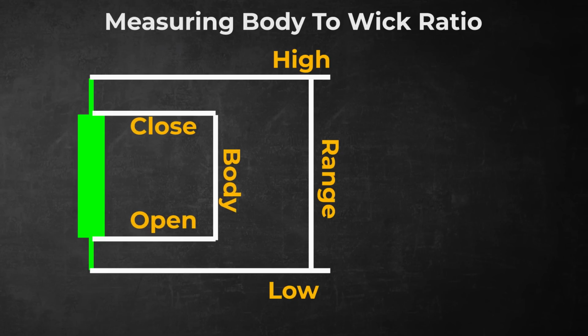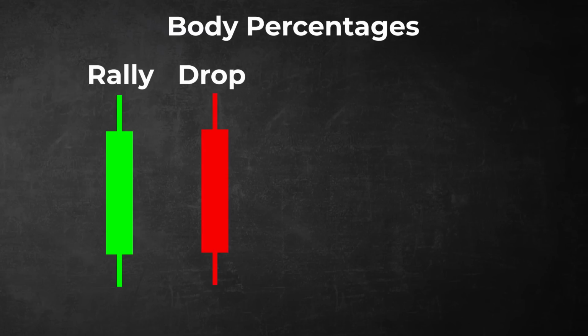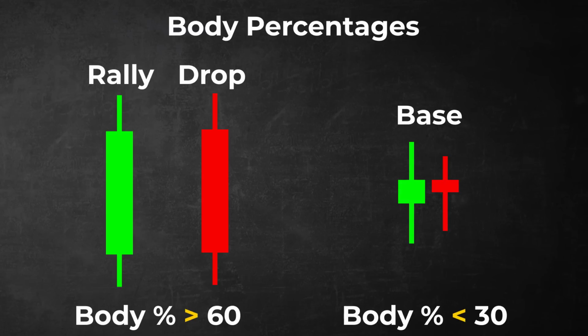The actual body of the candle is between open and close. So if we want to calculate the body percentage of this candle, we can divide the number of pips of the body by the number of pips in the total range of the candle and multiply it by 100 to get the percentage of the body in the candle. So after calculating the body percentage of the candle, we should keep in mind that the body percentage of drop and rally candles should be greater than 60, so that it represents clear or huge momentum, and the body percentage of base region candles should be less than 30%, representing the ranging market.